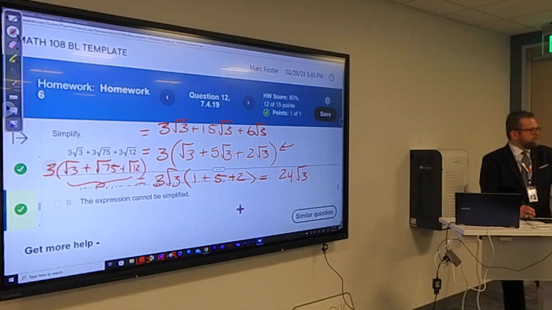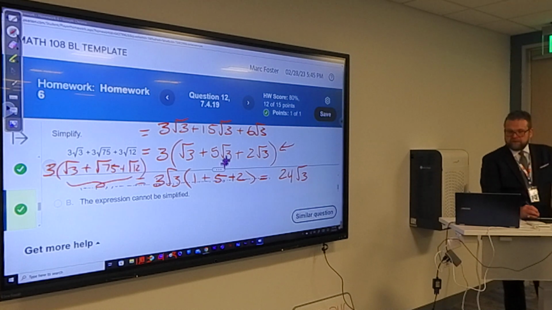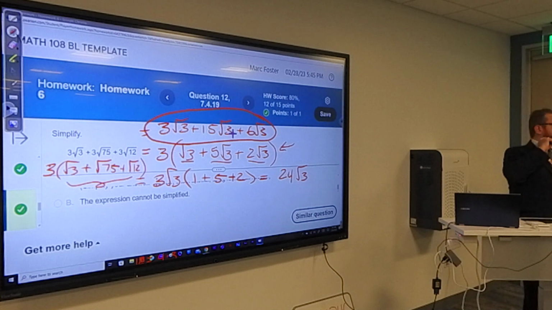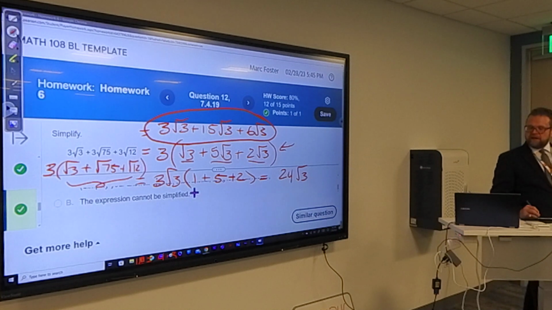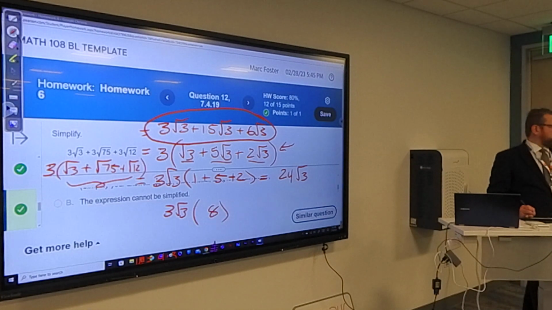Now they all have a root 3. I can factor out the root 3 too, or I can sit here and just add it up. This is 1 root 3 plus 5 root 3s plus 2 root 3s, which is 8 root 3s. 8 root 3s times 3 is 24 root 3. I have my 3 root 3, and then it's times 8. So that's 24 root 3.